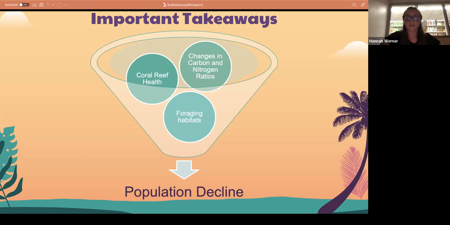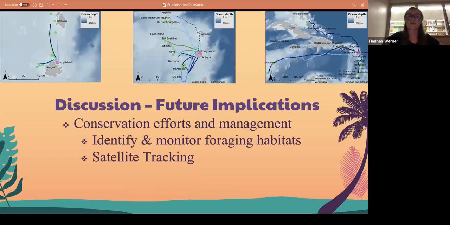And so with that, they could be eating something different. They could be going to different grounds, or their environment is just completely changing on top of them. So all this kind of funnels down into the population decline, and the main reason for that is that big change in foraging grounds. That's why we're seeing those changes in our carbon and nitrogen ratios. So then with our discussion of future implications, at the top of this page, you can see that there are some pictures of satellite tracking maps.